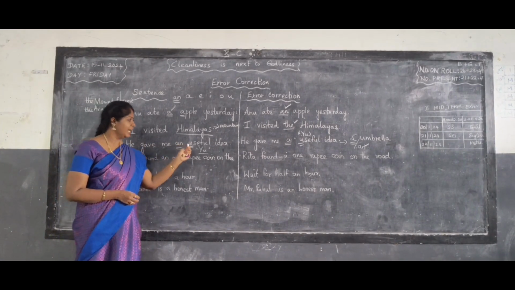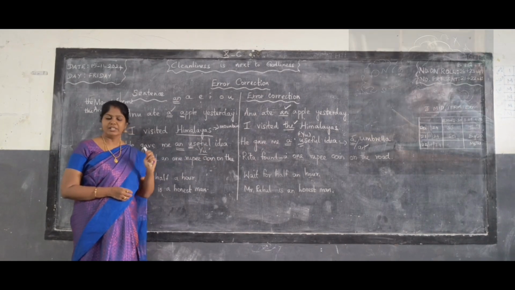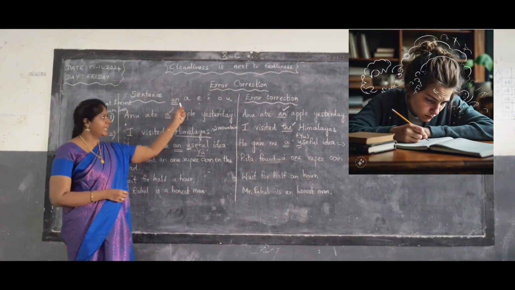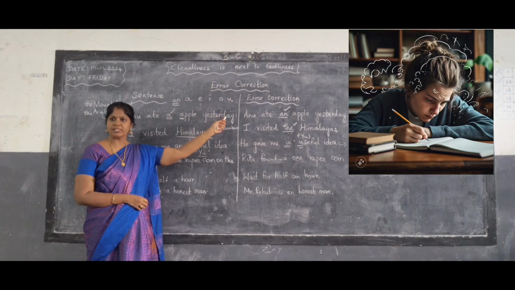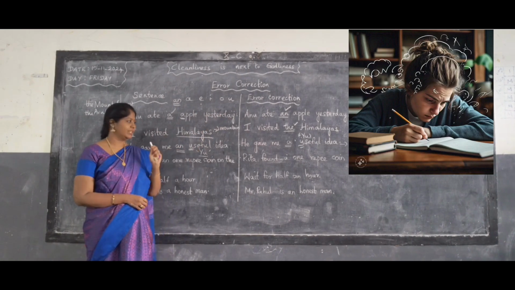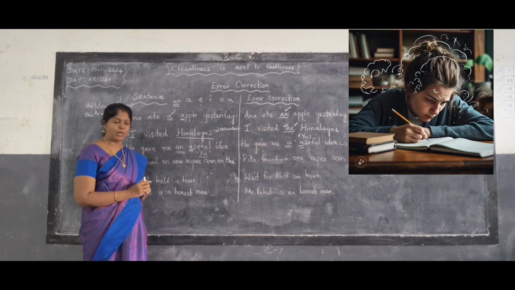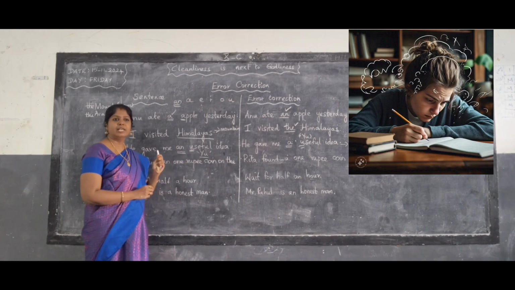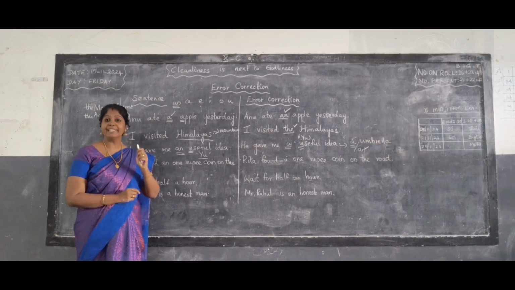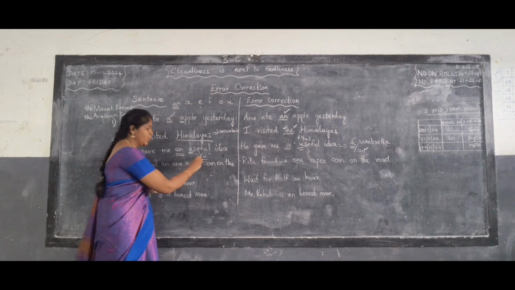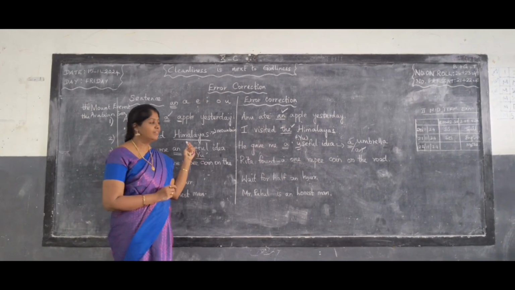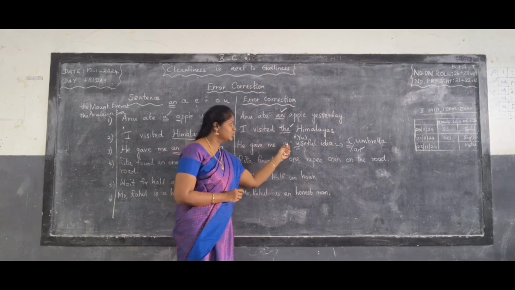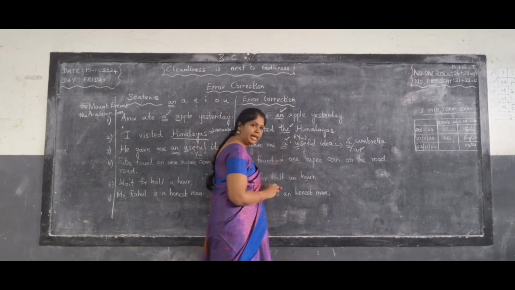He gave me an useful idea. So you may ask me one thing. A, E, I, O, U. Yes, we have to add an before all these vowels. But here you should know one thing. Useful. The word begins with the sound U. Why not an? Okay. So here when the word begins with the U sound, we should not add an. We should add a.